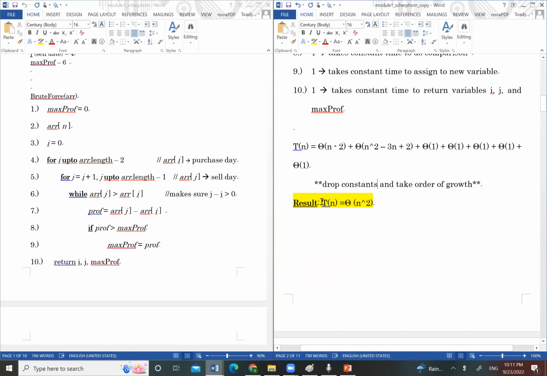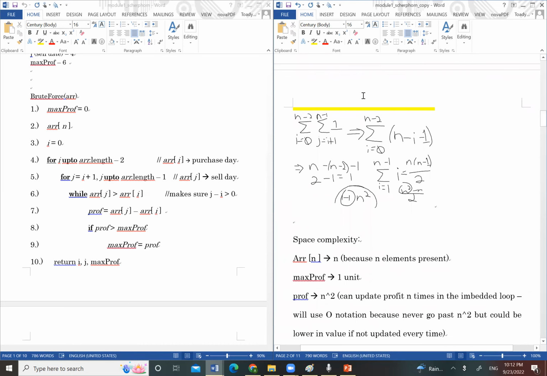So it'll become T of n equals theta of n squared, because we will drop the constants in here as well. Plus 2 is a constant. Minus 3n is a constant. Minus 2 is a constant. So really that would leave us theta of n plus theta of n squared. But again, we're taking the order of growth, and an order of growth would mean that theta of n squared is the highest. So that is our time complexity.